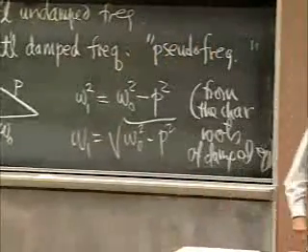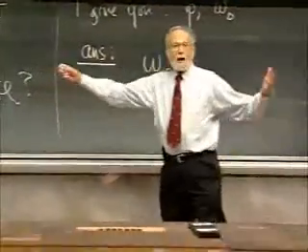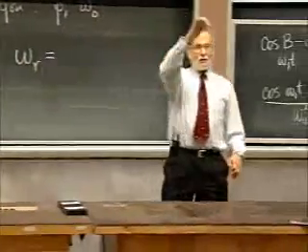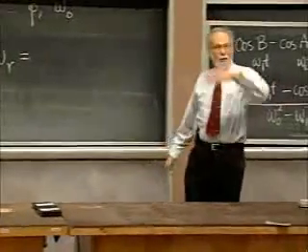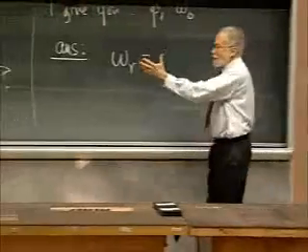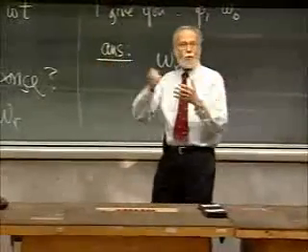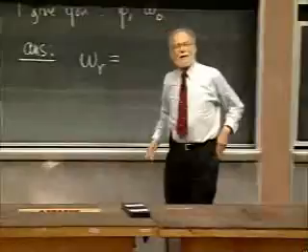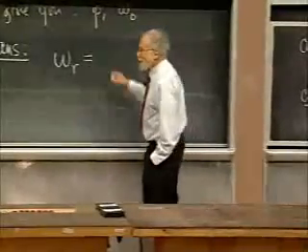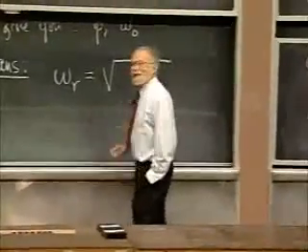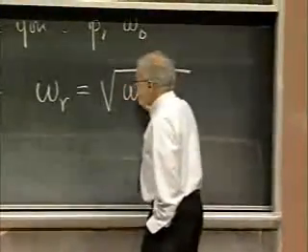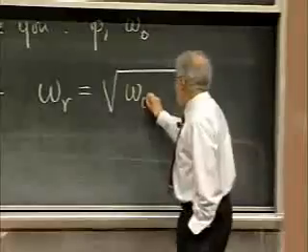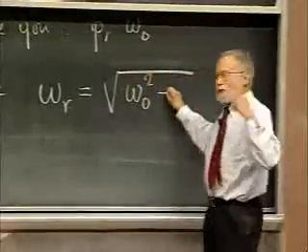What would you expect? Well, what I would expect is that omega R should be omega 1. The damped system has a natural frequency, omega 1. The resonant frequency should be the same as that natural frequency with which the damped system wants to do its thing. And the answer is that's not right. It is the square root, a little lower. It is omega naught squared minus 2p squared.